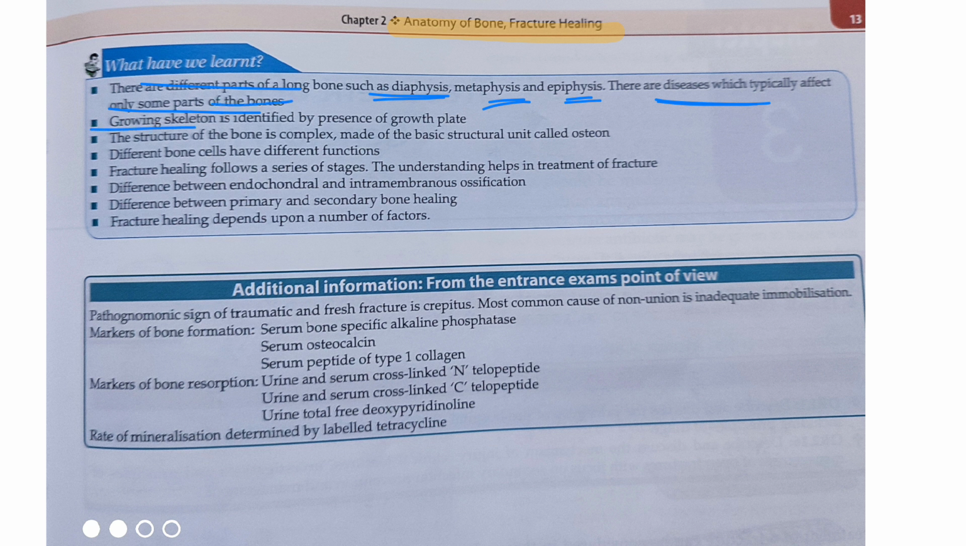Growing skeleton is identified by presence of growth plate. The structure of bone is complex, made up of basic structural unit called osteon. Different bone cells have different functions.